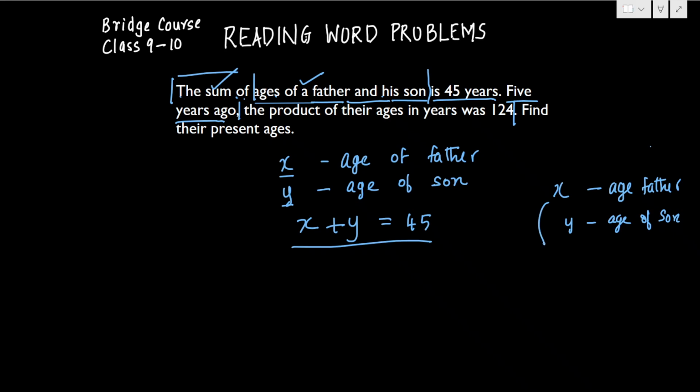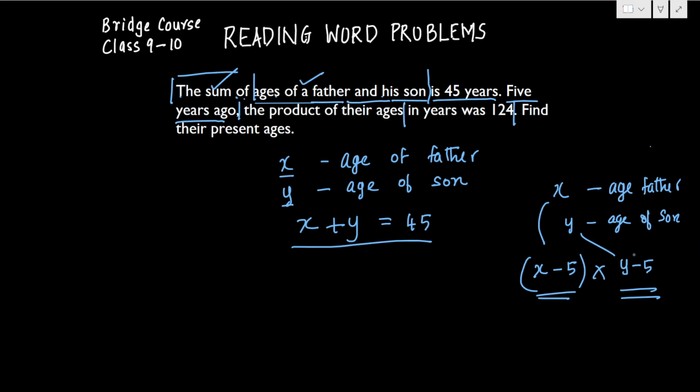5 years ago, what would have been the father's age? X minus 5, right? And the son's age would have been Y minus 5. Because 5 years ago, it would have been 5 years less. So 5 years ago, these are the ages of the father and son. The product of their ages means that these are their ages. These were their ages 5 years ago.